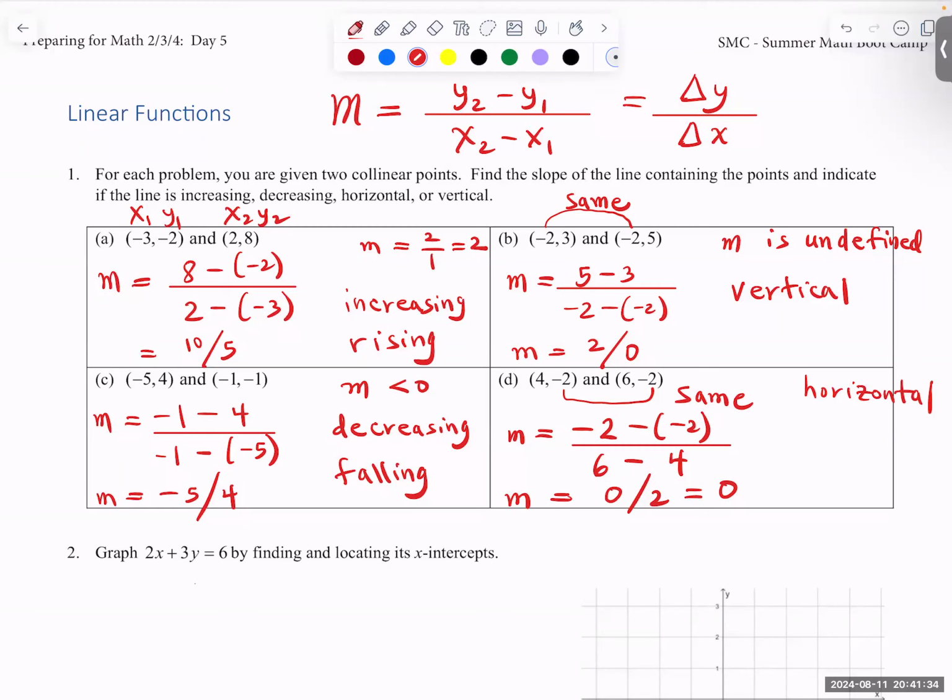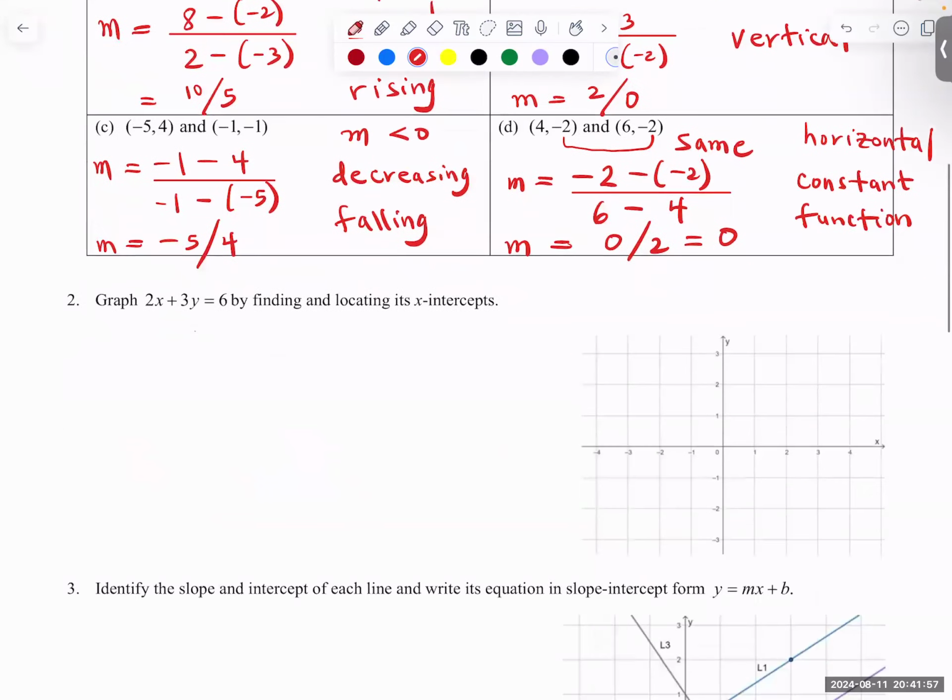The linear function that represents this situation is a constant function, meaning as x increases, the y value remains constant or the same. So we have a situation of a constant function. This graph is a horizontal line and the slope is 0.